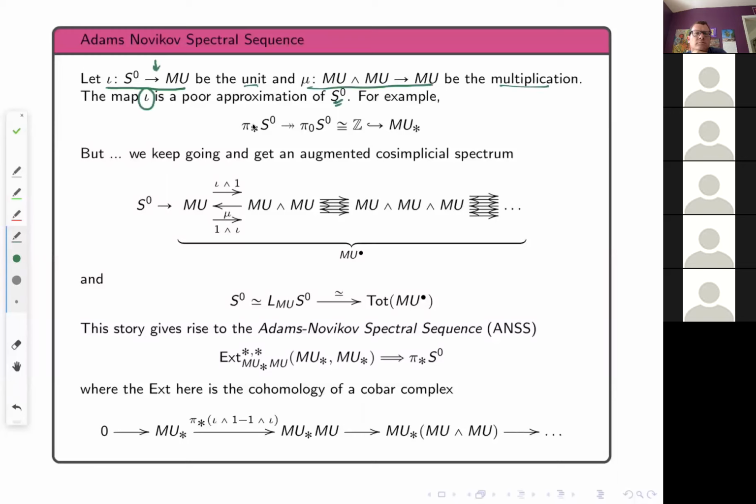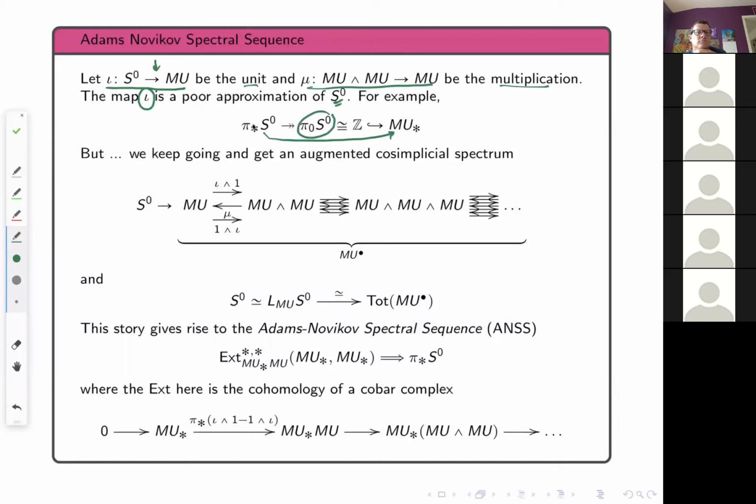So for example, let's look at the Hurewicz image. On pi star, what does it do? Well, it factors through the map from pi star S to MU star, killing everything interesting in the homotopy groups of spheres, keeping the Z, and then including that. So the Hurewicz image is not so good for understanding the sphere.